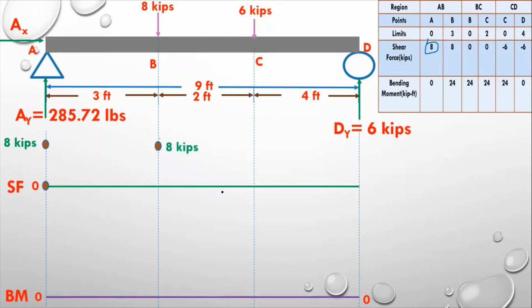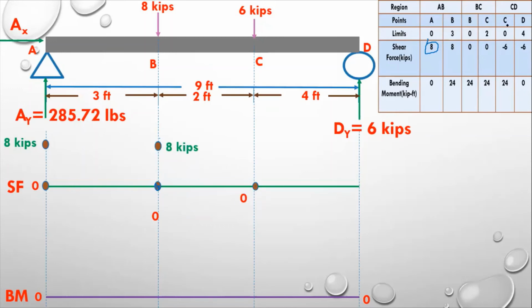Then I have a 0 value at point B again. So I will go here. It is the 0 value. So it will be here. So it will be 0 kips. Now the other value is also 0 at point C. So I will take 0 here. So this is the 0.